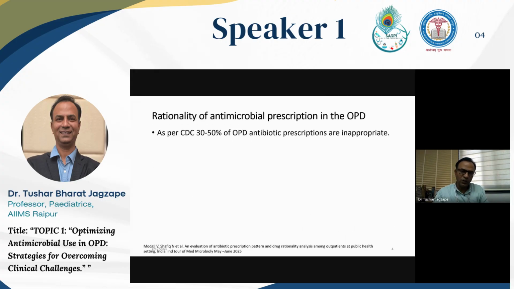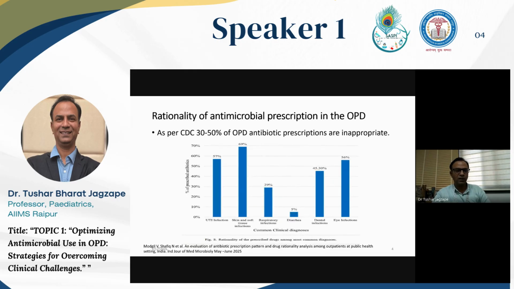Out of these prescriptions, let us see how many are rationally prescribed in the OPD. As per the CDC, almost 30 to 50% of OPD antibiotic prescriptions are inappropriate. And there was one study published by one of our senior members from PGI about how many prescriptions are actually rational in the OPD. As you can see here, a very interesting figure: only 5% of the prescriptions in diarrheal diseases were actually rational, and around 70% of antibiotic prescriptions in respiratory diseases were irrational.